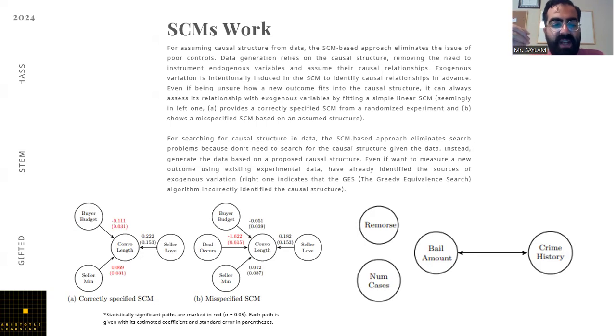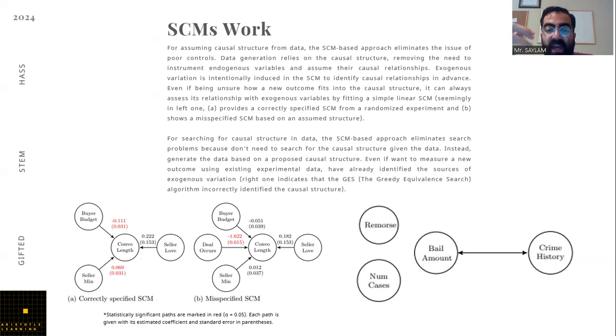Exogenous variation is intentionally induced in the SCM to identify causal relationships in advance, even if unsure how a new outcome fits into the causal structure. It can always assess its relationship with exogenous variables by fitting a simple linear model, as seen in the left diagram. A provides a correctly specified SCM from a randomized experiment, and B shows a misspecified SCM based on an assumed structure.